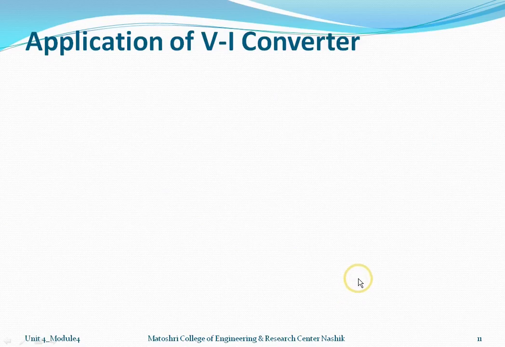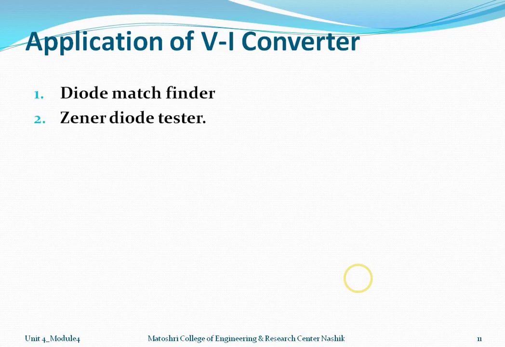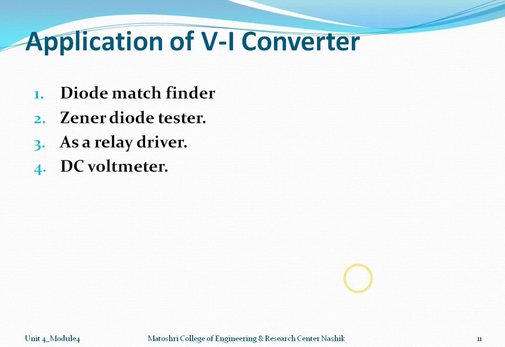Now the applications of voltage to current converter. This circuit is used for diode match finder, also used for Zener diode testing. V2I is used as a relay driver, as a DC voltmeter, in LED drivers. Now the next type is current to voltage converter.